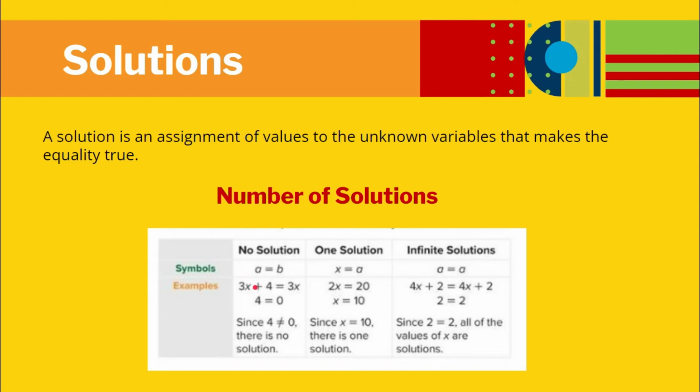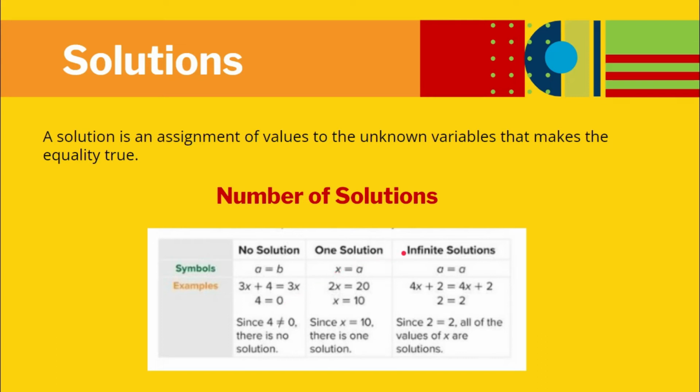In our example here, we've got 3x plus 4 equals 3x. In order to leave the terms with variables on one side and constants on the other side, we would subtract 3x from both sides of the equation, and we would have 4 equals 0 as a result. Because 4 is not equal to 0, there is no solution to this equation.